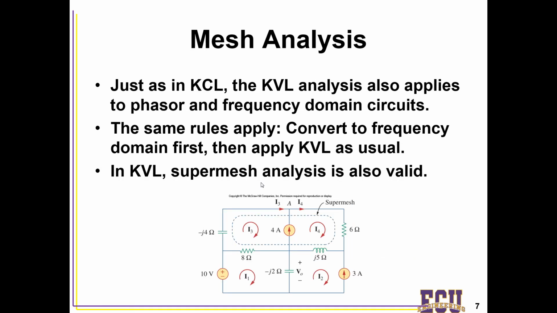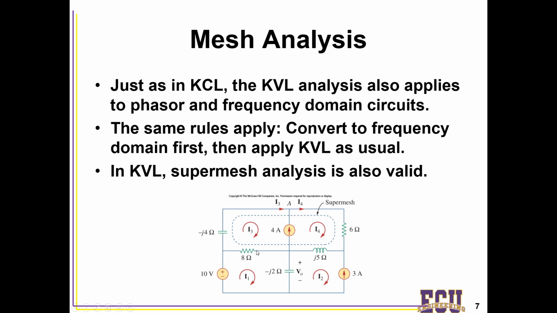Mesh analysis, really almost exactly the same. You'll notice here all these capacitors have been converted over into complex values. So we've got negative J4 here, negative J2, and those are going to be in ohms. So now it's a complex value in ohms. That's the impedance there. And here we can do a super mesh just like we would before.